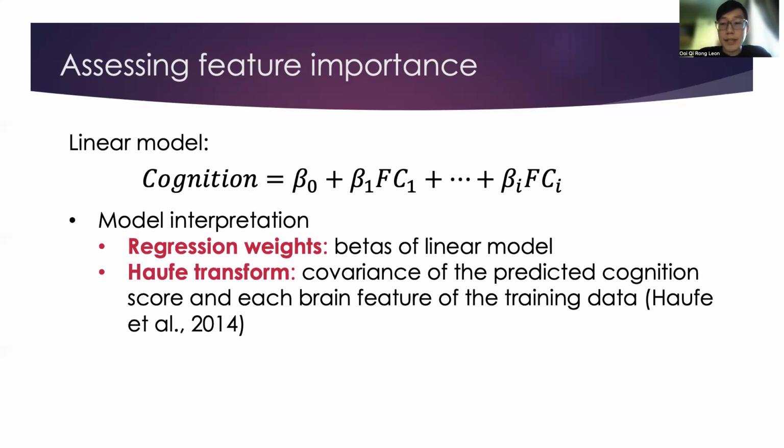The second method that we can use is looking at the Haufe transform feature weights. For this, we simply take the covariance of each brain feature and the predicted behavior for each subject.